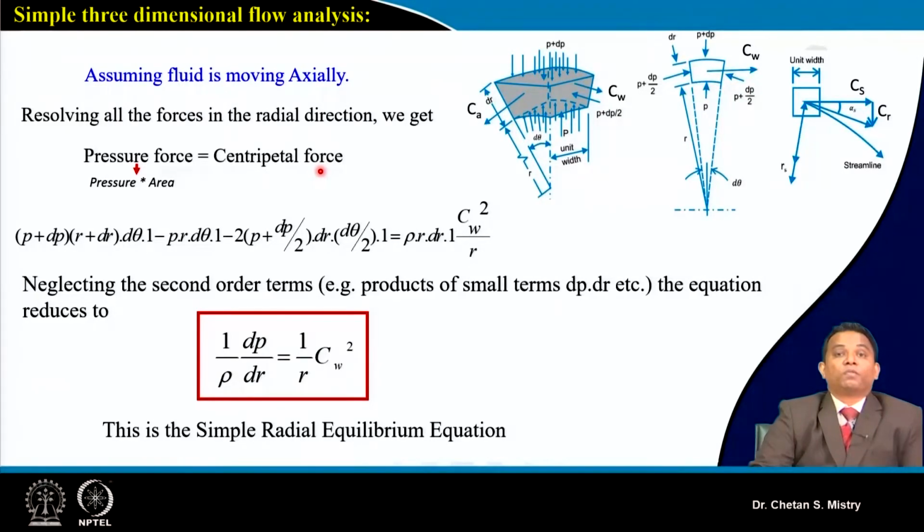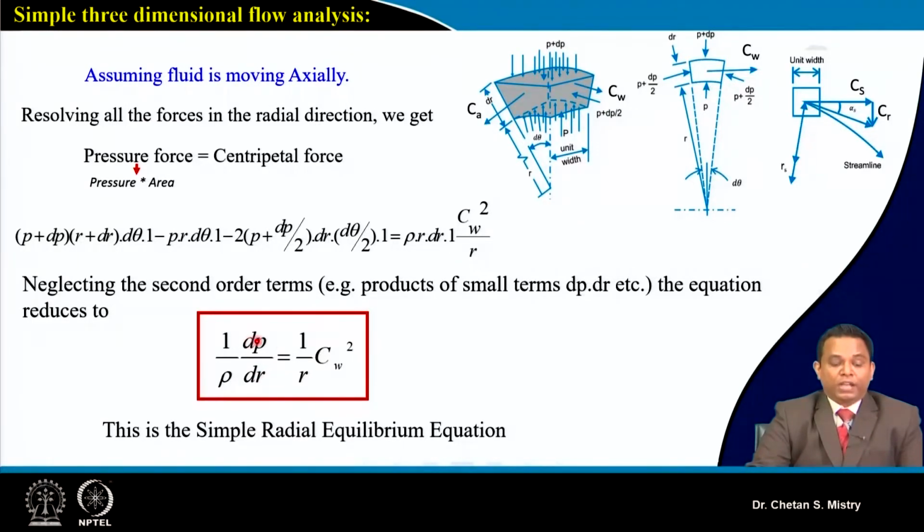And that centripetal force we are writing as m omega square r, or here in this case we are writing in terms of m into Cw square by r, because my whirl component is responsible for that centripetal action. Now if we rearrange all these terms and neglect the higher order terms, we come up with the equation. It says 1 upon rho dP by dr is equal to Cw square by r.